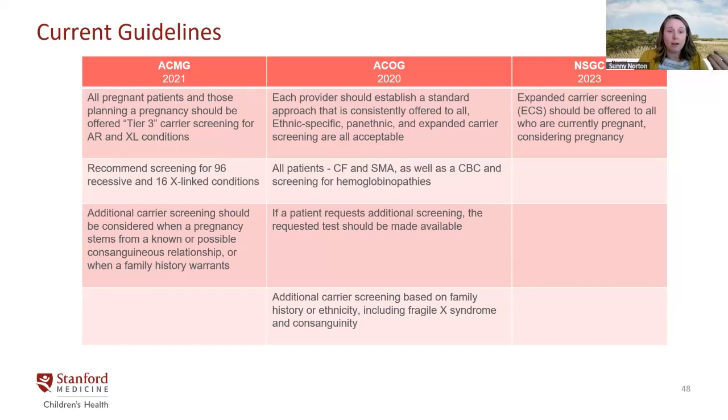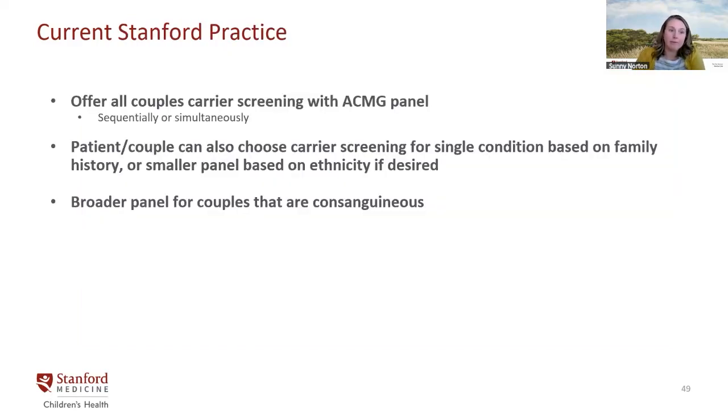They recommend that all couples be offered carrier screening, and that is dependent on the carrier screening approach that the provider would like to use, but it needs to be consistent with all patients. So they can offer ethnic specific, pan-ethnic, or expanded carrier screening. It should be the same for all patients. And all patients should be offered cystic fibrosis, spinal muscular atrophy, and screening for hemoglobinopathies. Additional screening should be made available if requested or if family history warrants. And at Stanford, we offer the ACMG panel to all patients and then expand on that depending on family history or consanguinity.